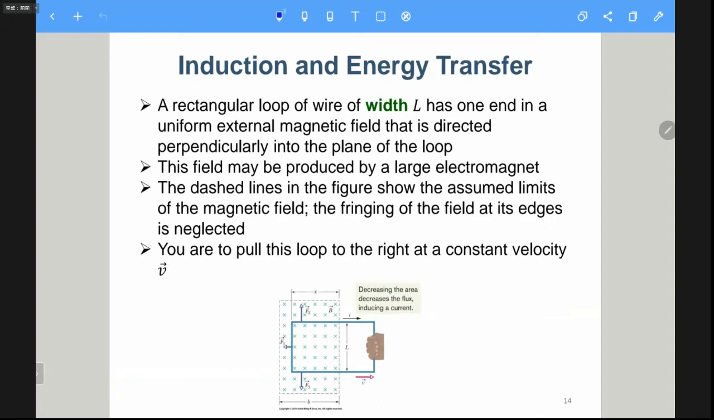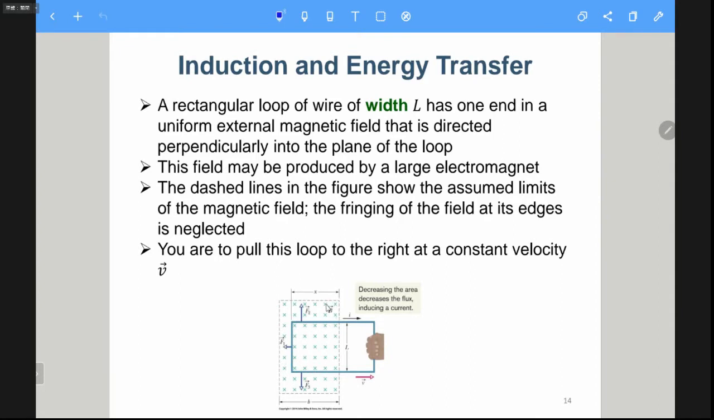Okay, here we talk about induction and energy transfer. A rectangular loop of wire of width L has one end in a uniform external magnetic field that is directly perpendicular to the plane of the loop. You can see here, in this grey dotted region, we have a magnetic field, the green arrow pointing into the page.